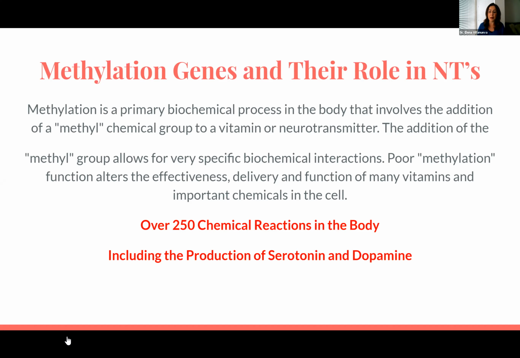And you'll hear me talk a lot about methylation genes because they don't just affect some of the brain chemicals like dopamine and serotonin, but they affect over 250 different chemical reactions in the body. These are like your main engine drivers in your body. And if these guys are not working optimally, it's going to trickle down to 250 other different engines, so to speak, in your body. And that's definitely going to affect brain chemistry. So we definitely want to make sure that we take a look at other genes and not just the neurotransmitter related genes.